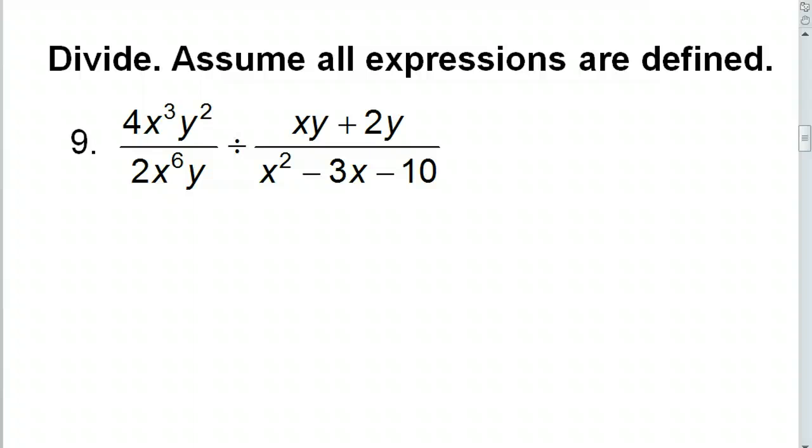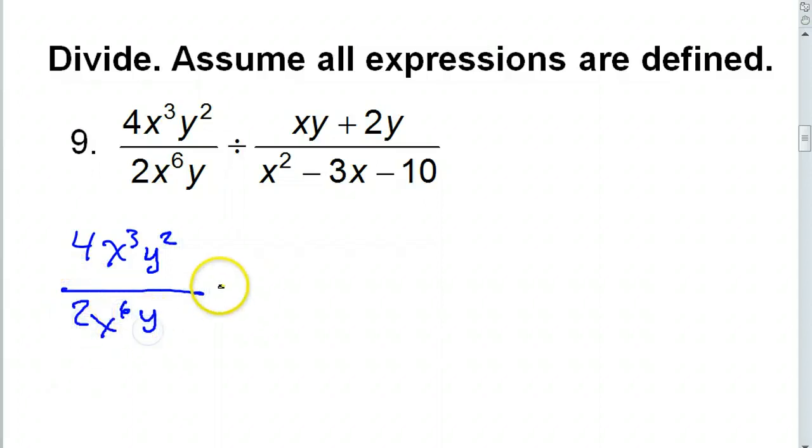Division is the same as multiplication with just one extra step. We need to change it over to multiplication first. Okay? So if I do that, this part stays the same. So I have 4x to the third power, y squared, and I have 2x to the sixth power, y. And it's going to be times, okay? Now I'm going to do the reciprocal of this.